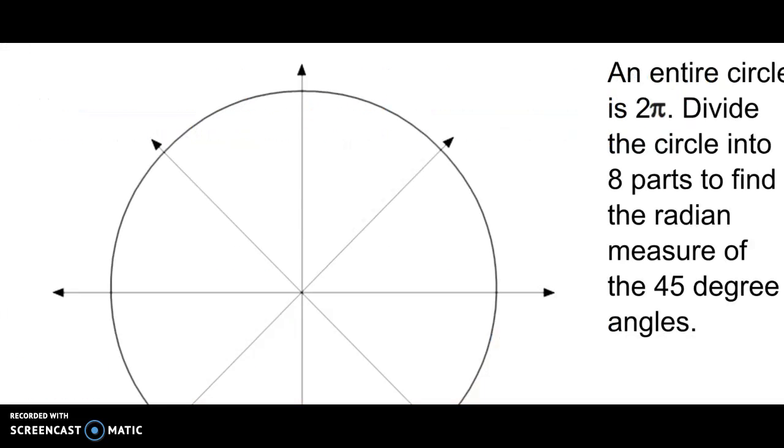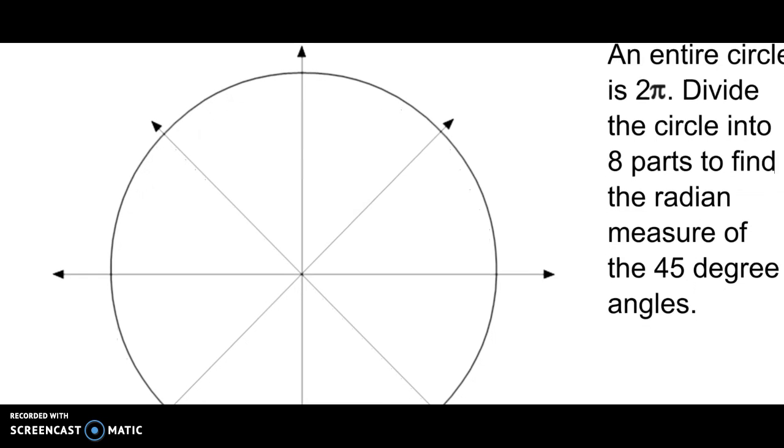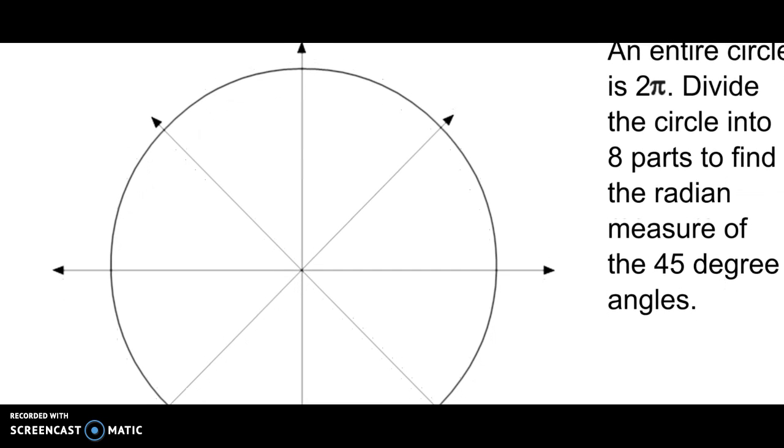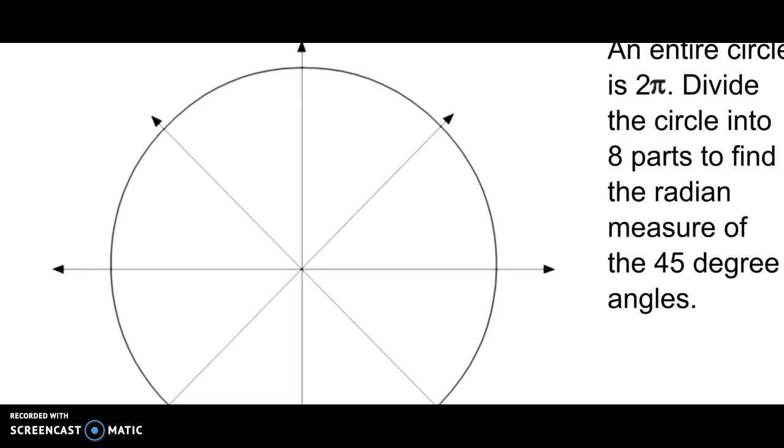So how do we convert degrees into radians on the unit circle? Well, remember, it doesn't actually have to be a unit circle. It can just be any circle. So an entire circle is 2 pi. So if we wanted to divide it up in the 45-degree marks, we're basically going to take 2 pi and divide it by 8.